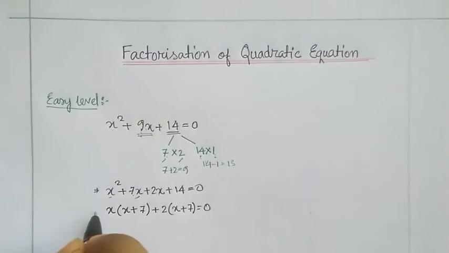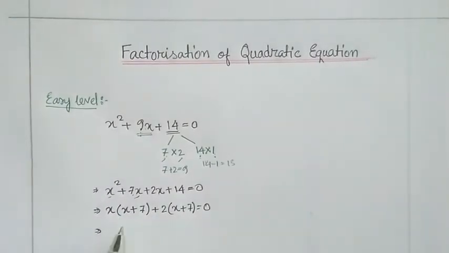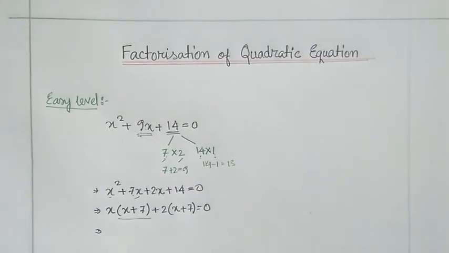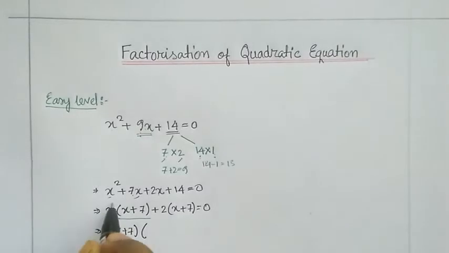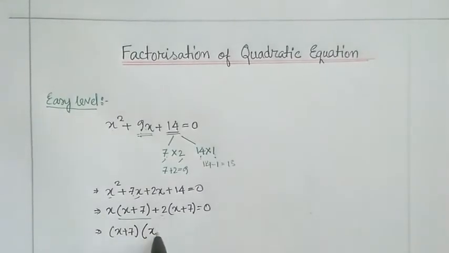Now we take this bracket term common, so we get x plus 7 common, then from the first term we get x, from the second term we get 2 equal to 0.